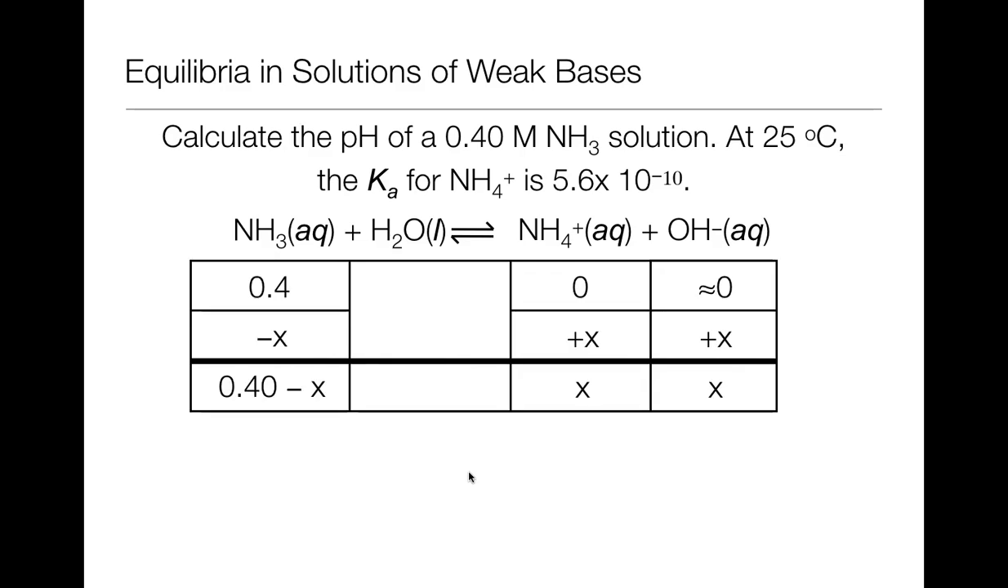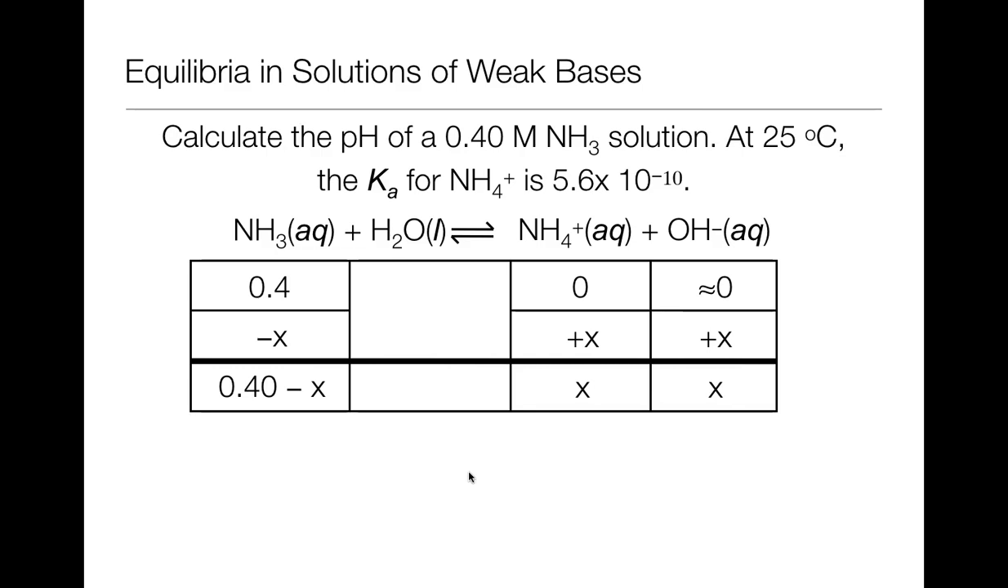If we set this up, we have our ice table. We know what our initial concentration of ammonia is. We're going to say the concentration of ammonium is 0, right? Because there's no other source of it. And again, we're approximating the concentration of hydroxide to be 0, but in actuality it's 10 to the negative 7th due to the autoionization of water. But because that is such a small number, we're going to just essentially call it 0.